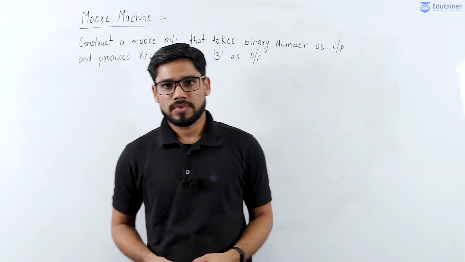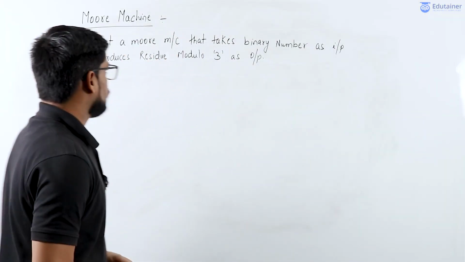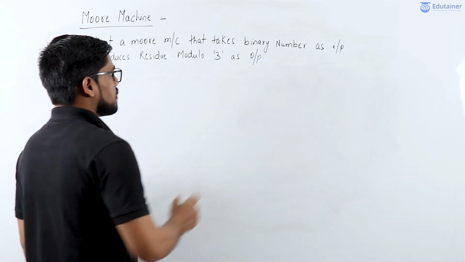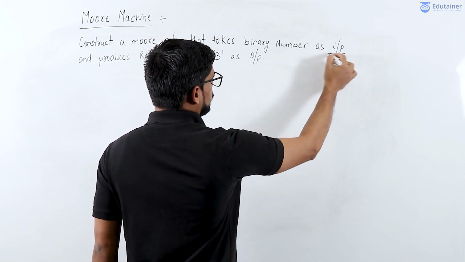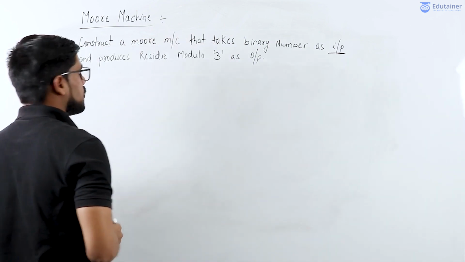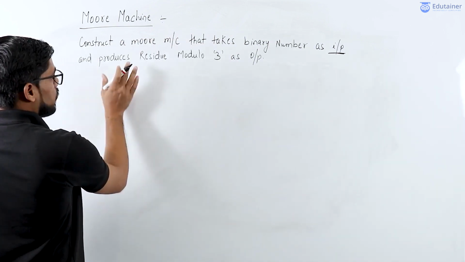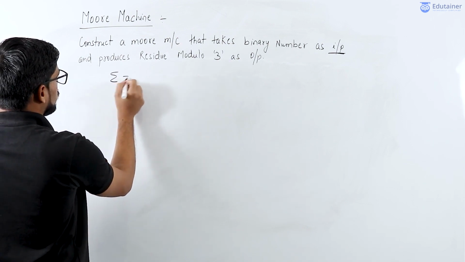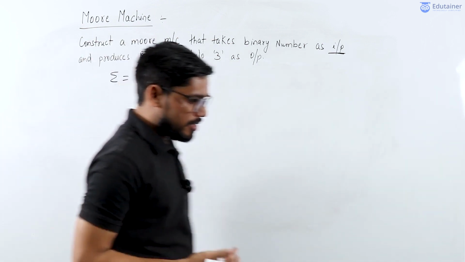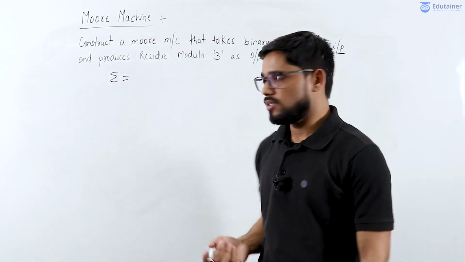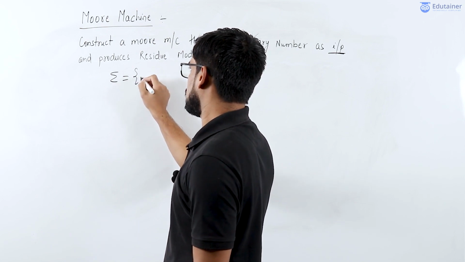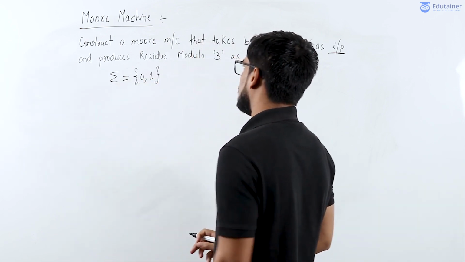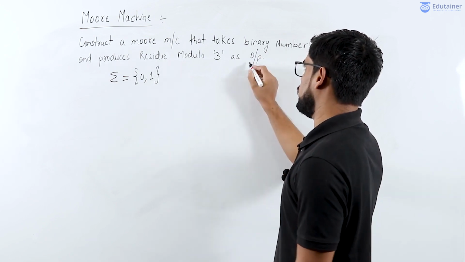Hi everyone. Let's see one more example. Construct a Moore machine that takes binary number as input. So here the important thing is this particular question takes binary number as input, meaning in binary number how many digits are available? There are two digits, one is 0 and the other one is 1. So 0 and 1 is sigma and produces residue modulo 3 as output.